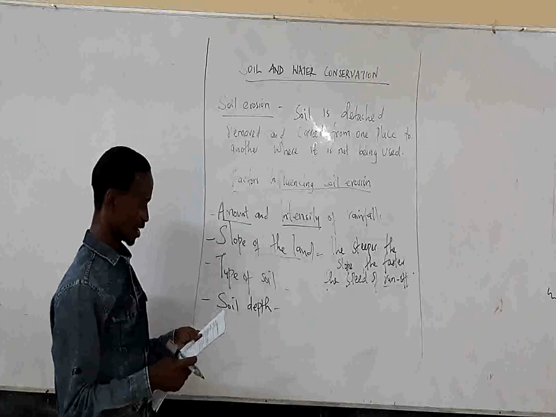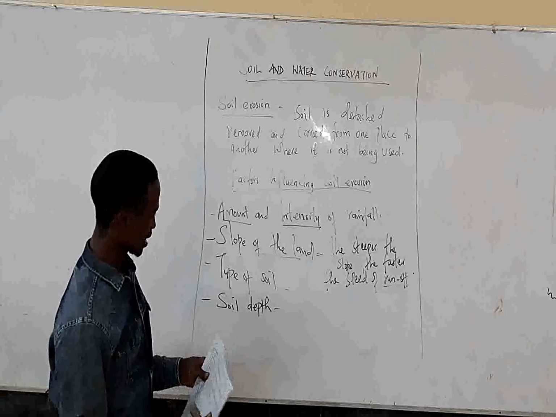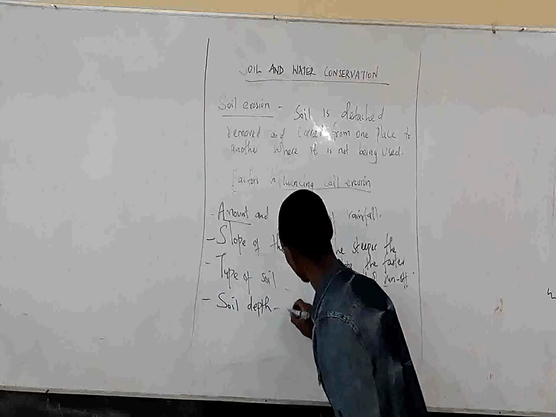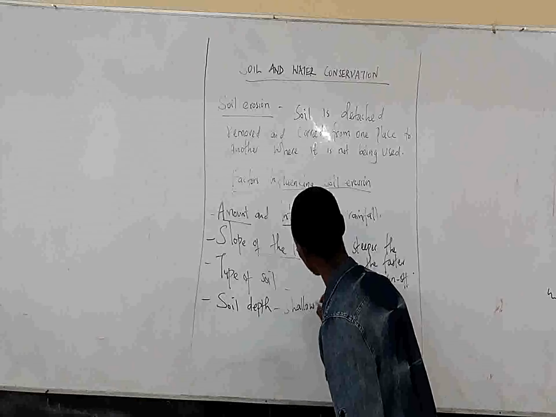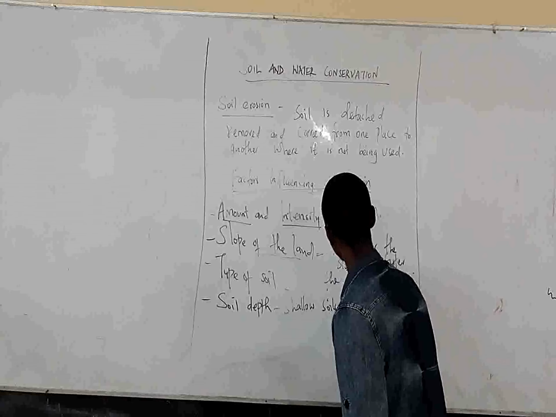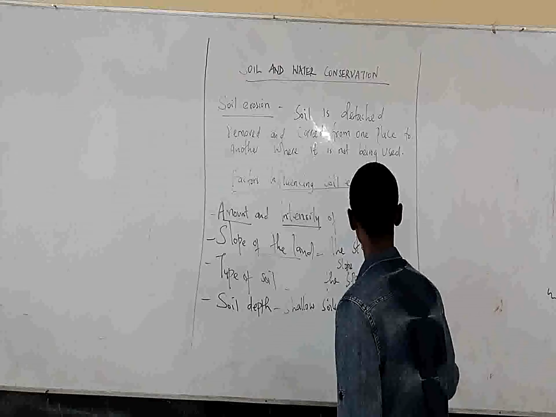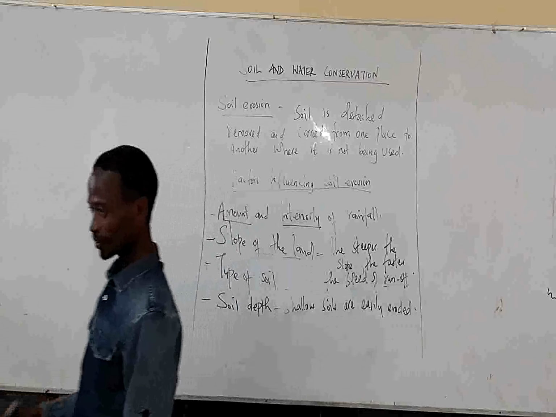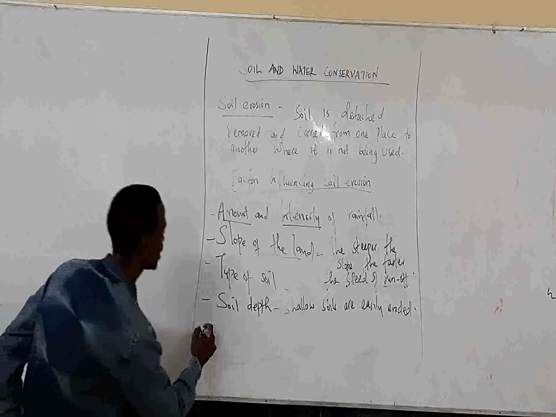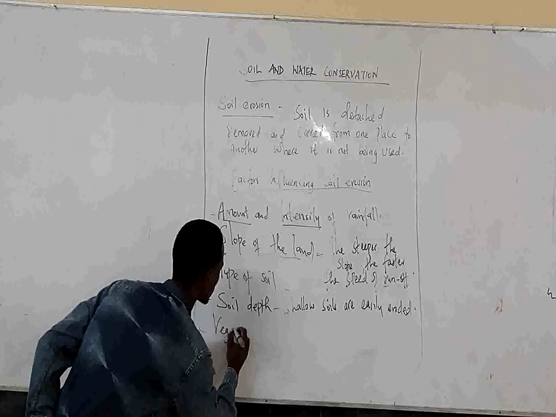So we can say shallow soils become easily saturated with water and thus are easily eroded. Then we have vegetation cover as the other factor.